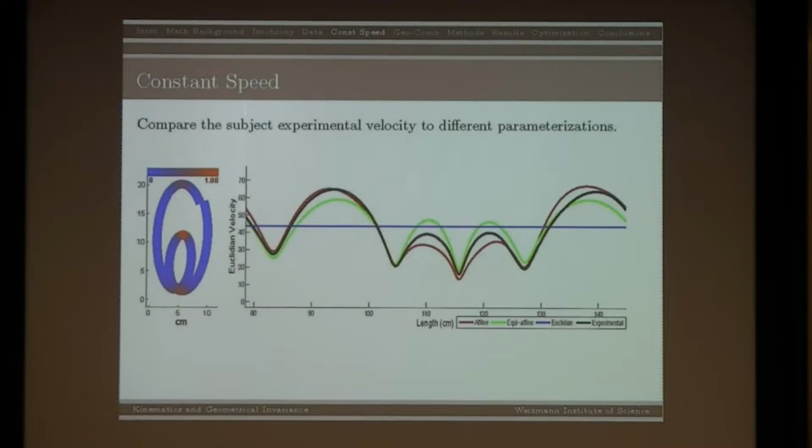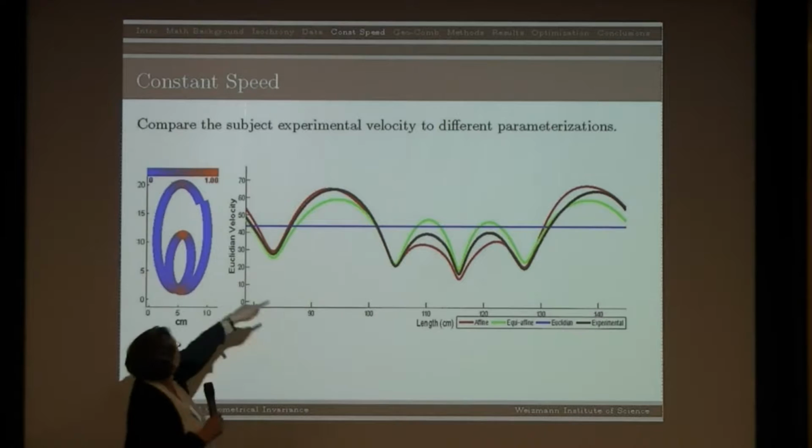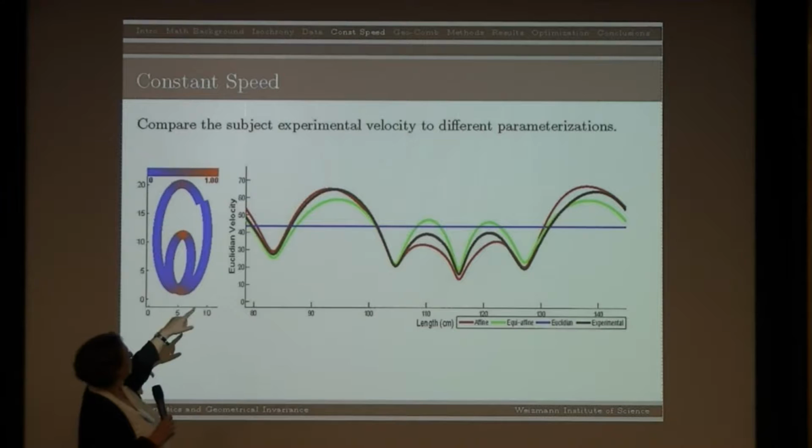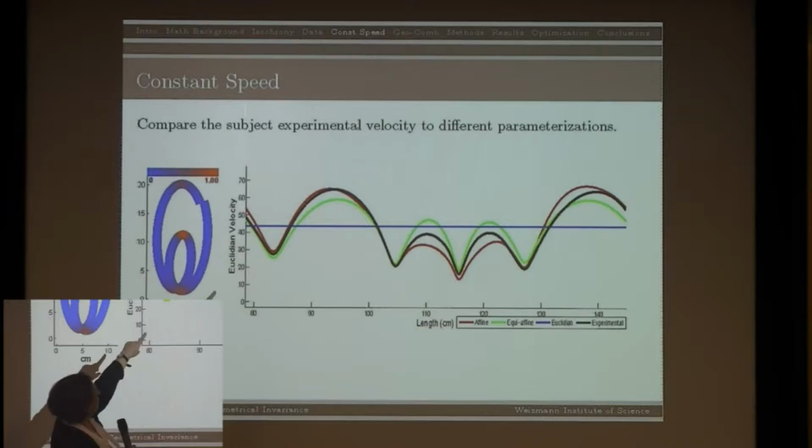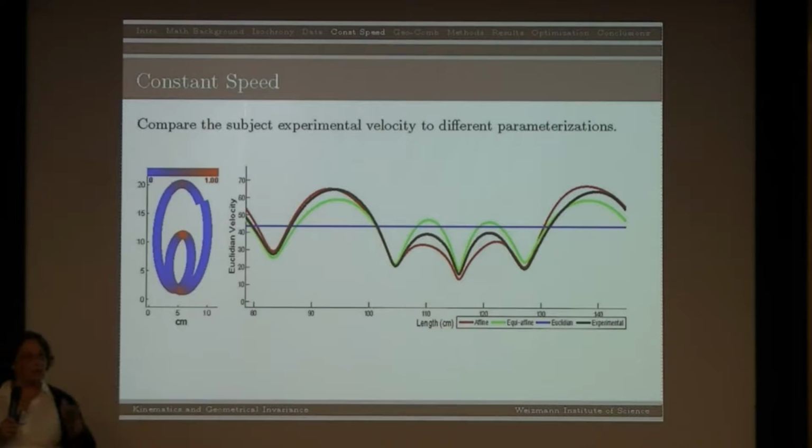So basically, the experimental data is black for this curve, and then we predict for it the constant affine geometry, which is the red line, and the green line is the constant equiaffine. We ask which kind of betas will give us the real experimental velocity. So the idea is that you don't generate the whole thing with one segment, but actually you have multiple segments. So we find the best beta to fit the data.